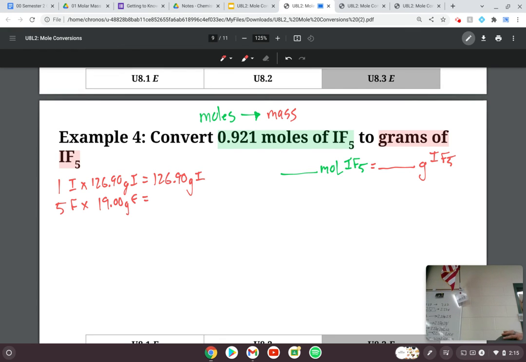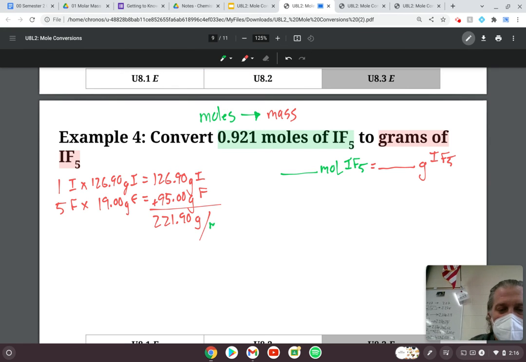So let's see. 5 times 19 is 95 grams of fluorine. Add that to the 126.90. And I get something like 221.9. Got to add the 0 grams per mole of IF5. So that tells me that if I happen to have 221.90 grams of IF5, I really have 1 mole of it, and then everybody's happy. So now I'm going to go and add this to, or solve my problem.